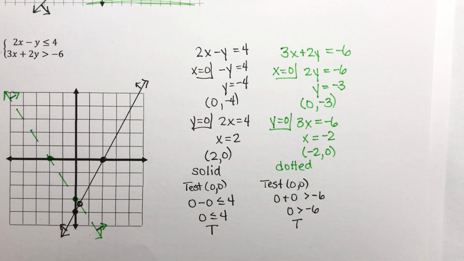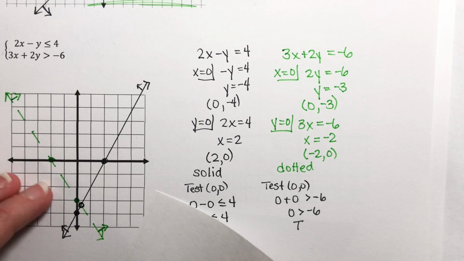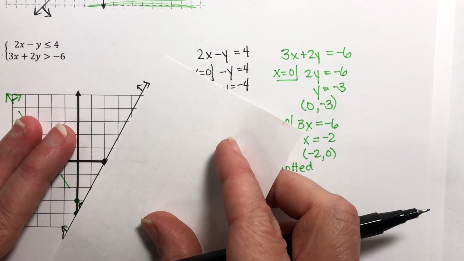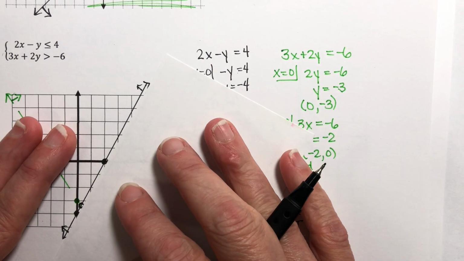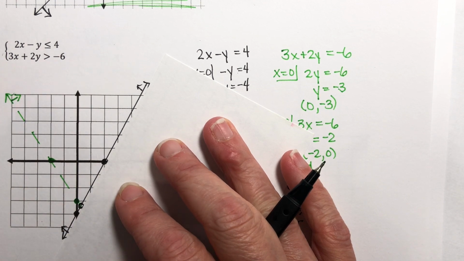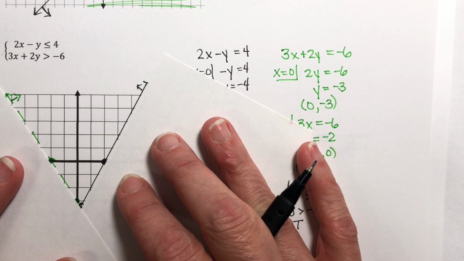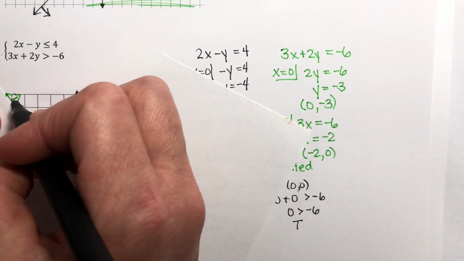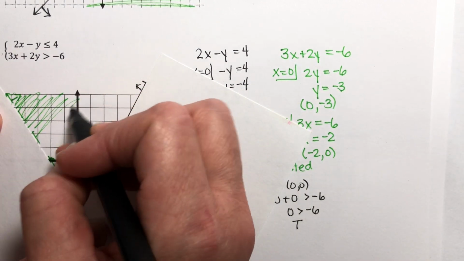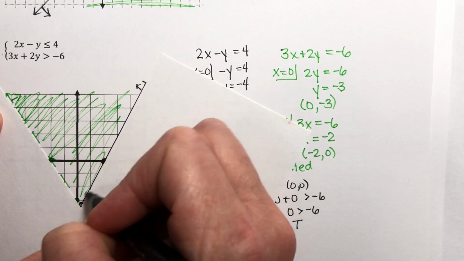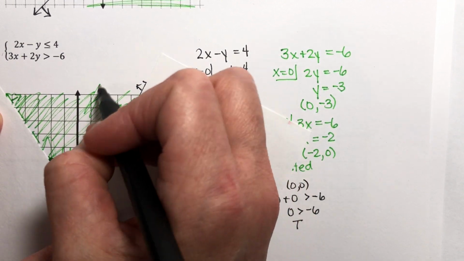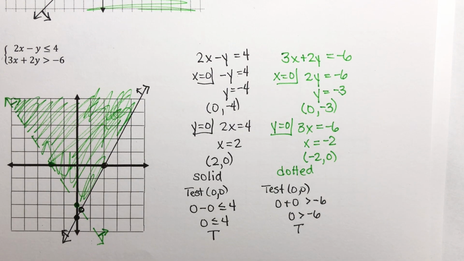Now let's try using our index cards again to cover up the part that's not right. I'm shading this side of this line, so I'm not shading here. Shading this side, so I'm not shading here. It makes it very easy to see what part's left, what would be our overall solution. And then we shade the overlap. And we have the answer to the entire system of linear inequalities.